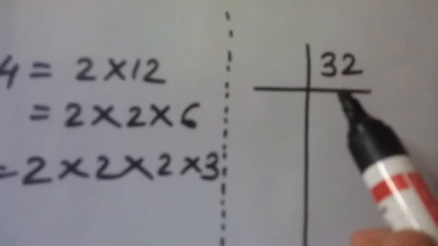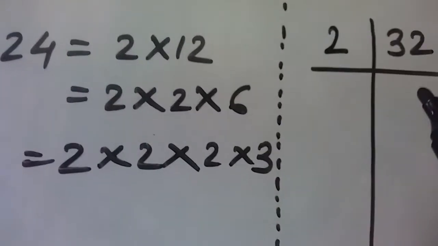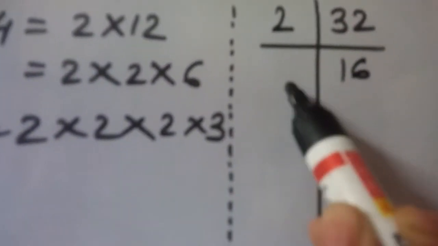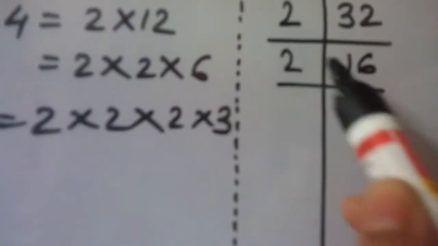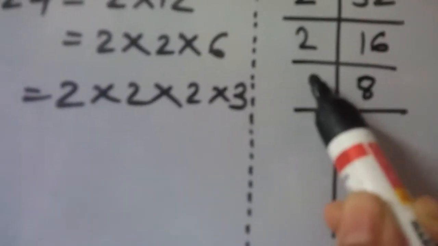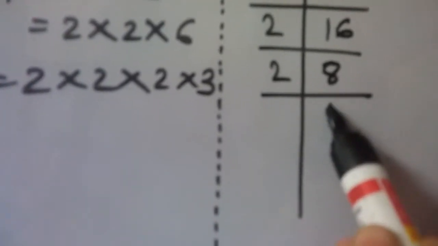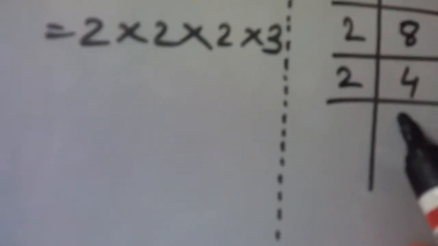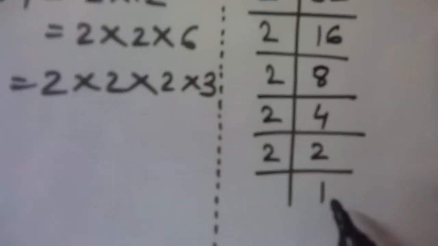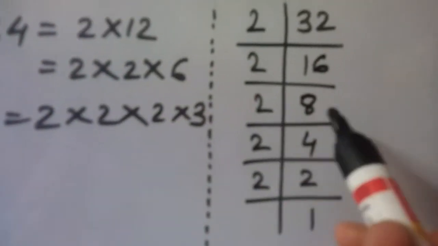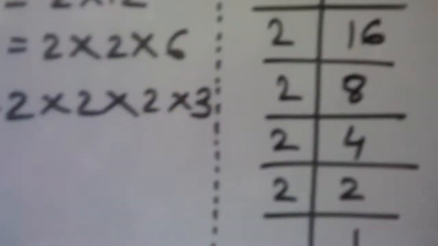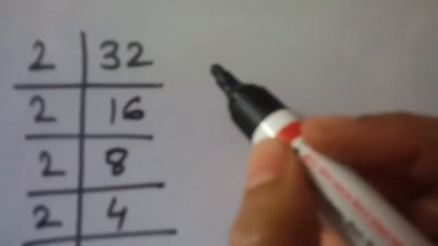First, if I divide 32 by 2, the quotient is 16. For this 16, I divide by 2, the quotient is 8. Again dividing by 2, the quotient is 4. Again dividing by 2, the quotient is 2. Now 2 divided by 2 gives 1. Checking: 2 ones are 2, 2 twos are 4, 4 twos are 8, 8 twos are 16, 16 twos are 32. Now find the factors of 32 by horizontal arrangement.